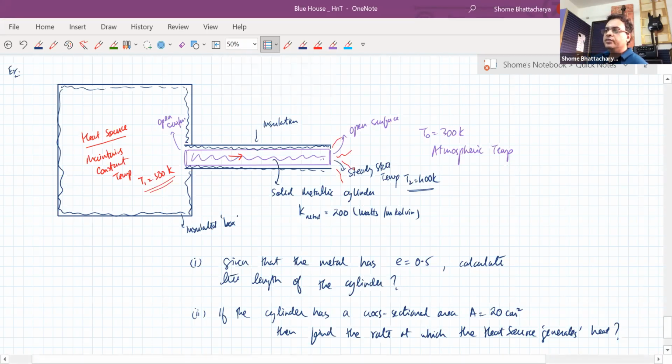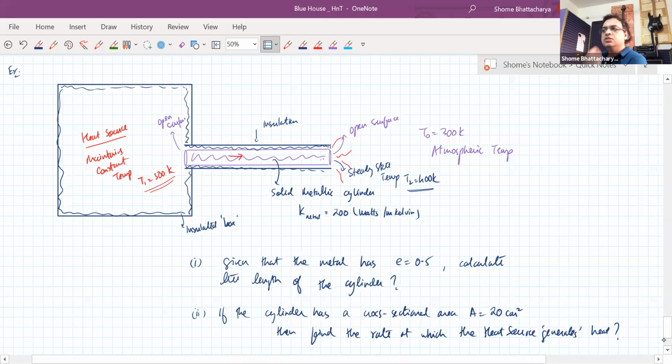Now, if the open surface is at a steady state temperature, that means its temperature is remaining constant. That means the net rate at which it is receiving heat from the left side by conduction must be equal to the net rate at which that surface is losing heat because of radiation. Yes, sir. So by balancing the two, you will get the condition for steady state, and from that you will get the unknown quantities which are required. Okay, so just try out this question.